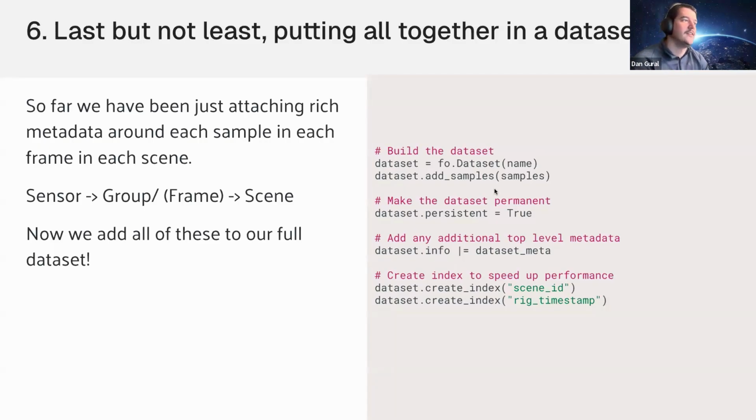Once you have all those labels on, the last but not least is putting it all together into a dataset. This is going to go from sensor to group, or the frame to scene. We should have all of this stored already now. We just need to add it to a dataset. We take that sample container that we've been building this whole time, as you can see throughout our code blocks here, and we add it to a FiftyOne dataset. We call dataset.persistent to make it true, as well as add any top-level dataset-specific metadata, and you can create indexes to help speed up performance as well. So we can index on our scene or rig timestamp. This will make it faster whenever we curate, filter, slice, and sort on it later down the road.